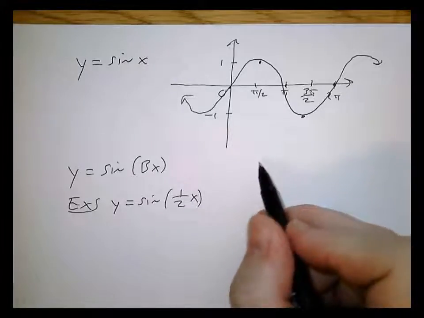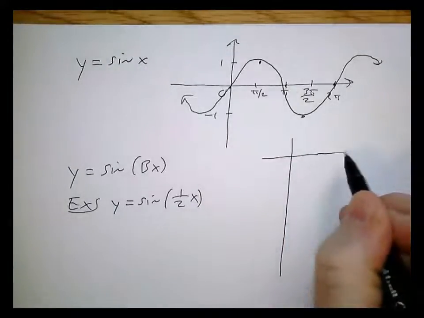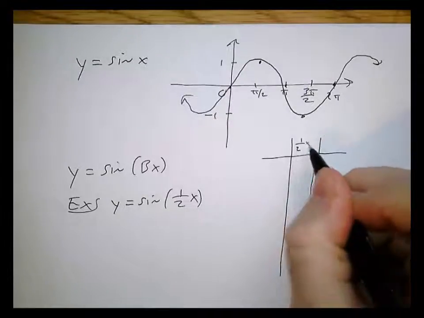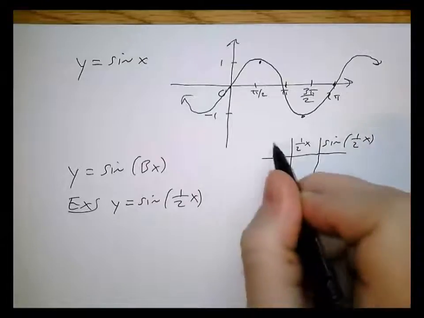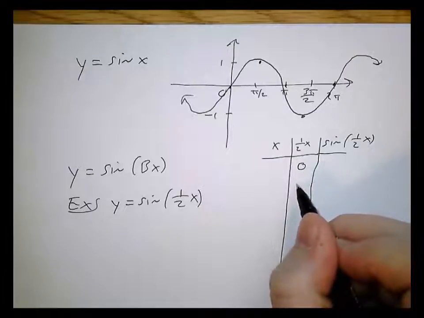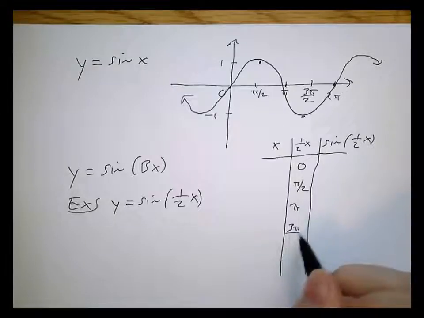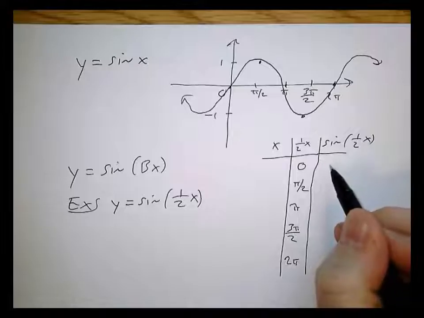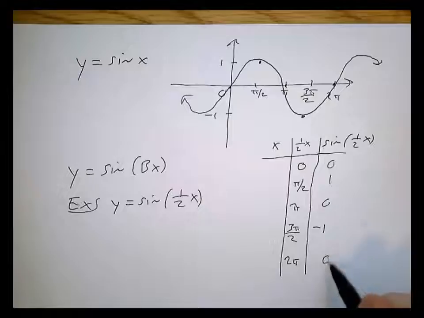I can make a table if I want and see that my x values have to be twice as large to give us the same y value. So here's 1/2 x. Here's going to be sine of 1/2 x. This is x. So half x is going from 0 to pi over 2, pi, 3 pi over 2, 2 pi. So sine here is going to be 0, 1, 0, negative 1, 0.